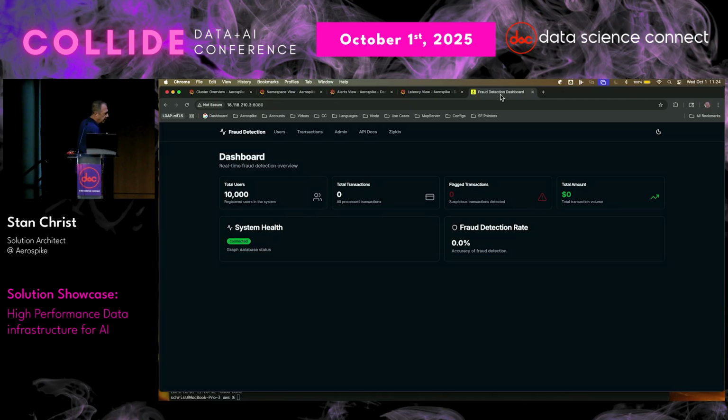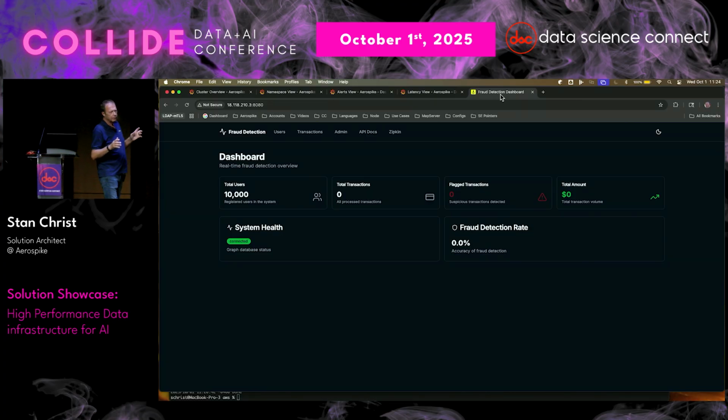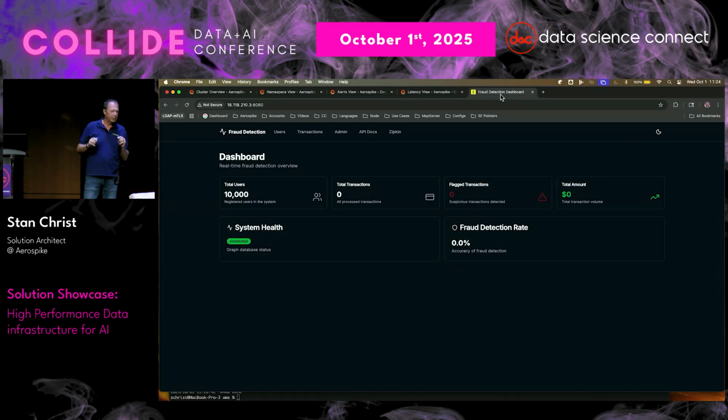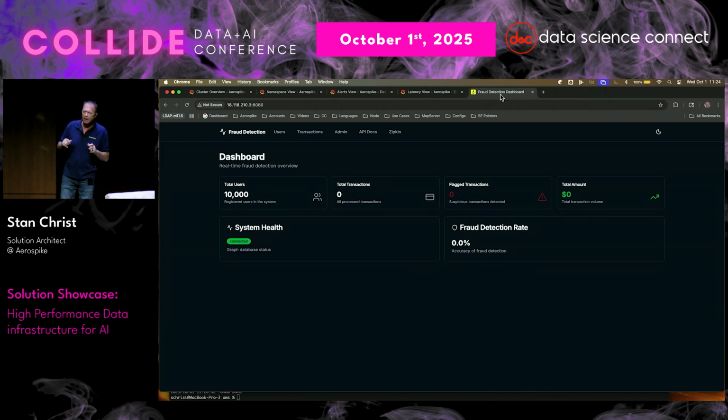Aerospike came in and reduced that window, that SLA, to 99.95%, leaving them roughly $110,000 a day in fraudulent activity. We paid for ourselves in a day. That's the kind of capabilities that Aerospike provides.